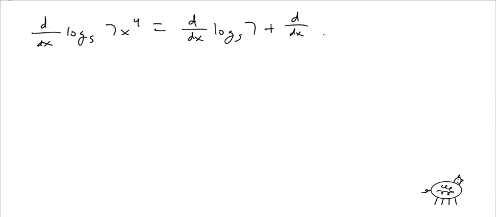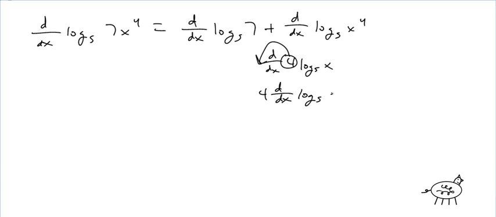And you don't always do it this way. d by dx of log base 5 of 7x to the 4th. Well, I'm going to split it up. So I'm going to say d by dx of log base 5 of 7 plus d by dx of log base 5 of x to the 4th. I'm going to do one more step here. I'm going to leave that first one the same. The second is really d by dx of 4 log base 5 of x, and I can put that 4 out on the outside, so it's 4 d by dx of log base 5 of x.